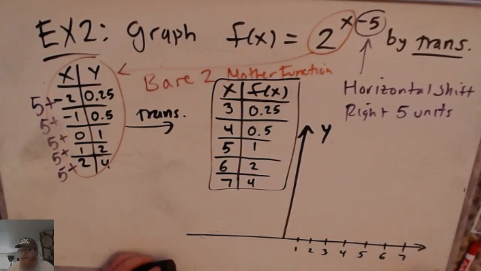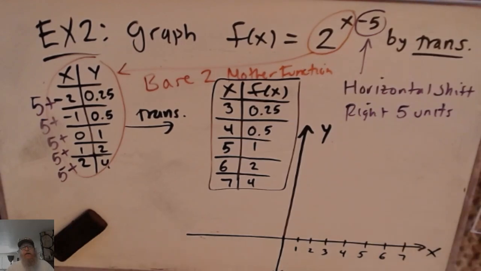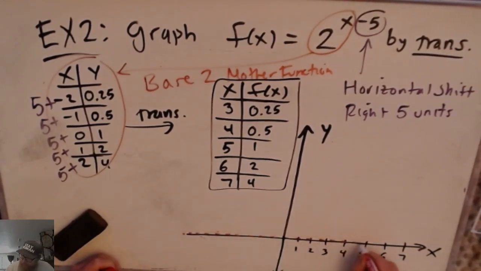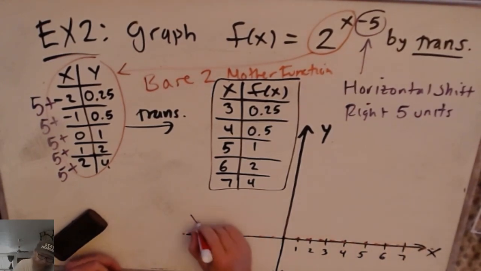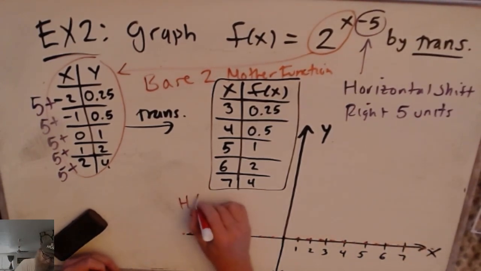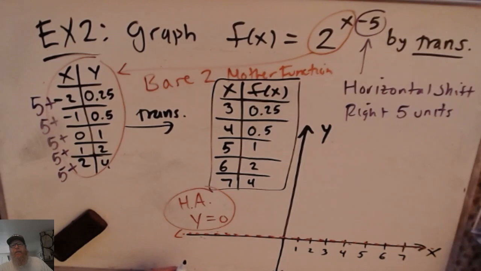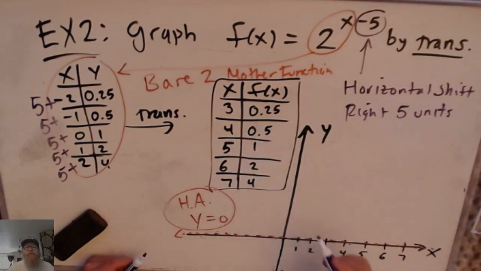All right, so there's my x-axis. I still have an asymptote at y equals 0. That's what we call the HA, the horizontal asymptote. The graph cannot cross the x-axis. And now I'm going to plot the points.